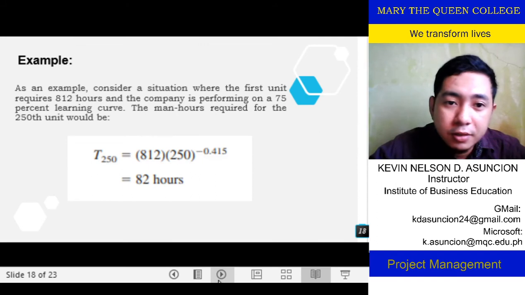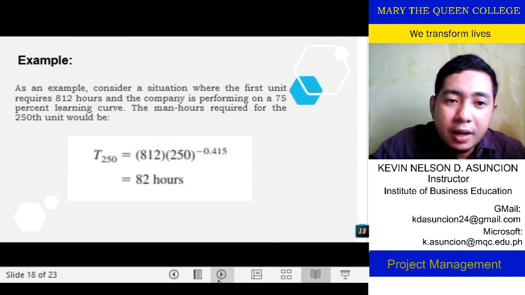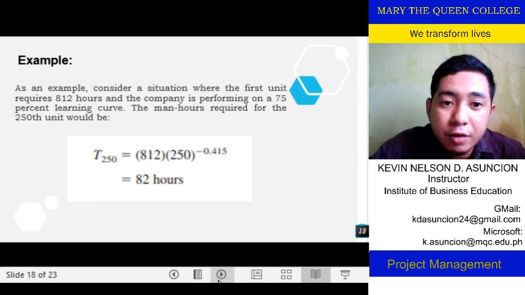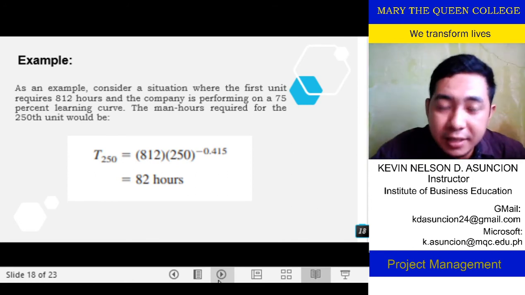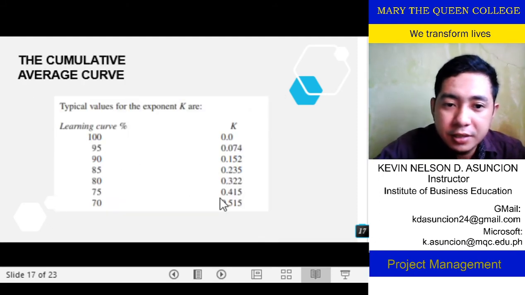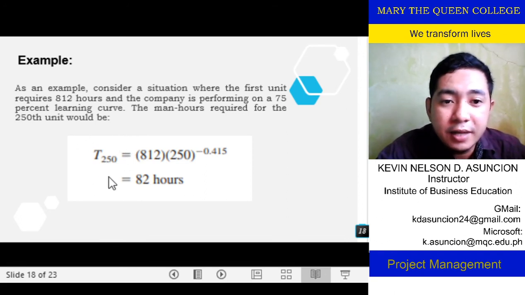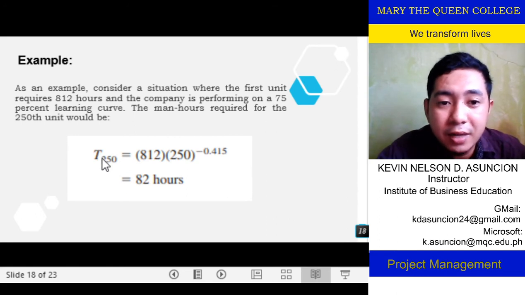So how does it look? So take a look at this. So as an example, consider the situation where the first unit requires 812 hours. No? And the company is performing at a 75% learning curve. So, 75% learning curve. So, that's tantamount to, as you can see, 0.415. No? So, here it is. That's the K exponent. No? And then here, the time that's TX, di ba? Time and yung pinaka oras na cumulative time na pinag-uusapan.